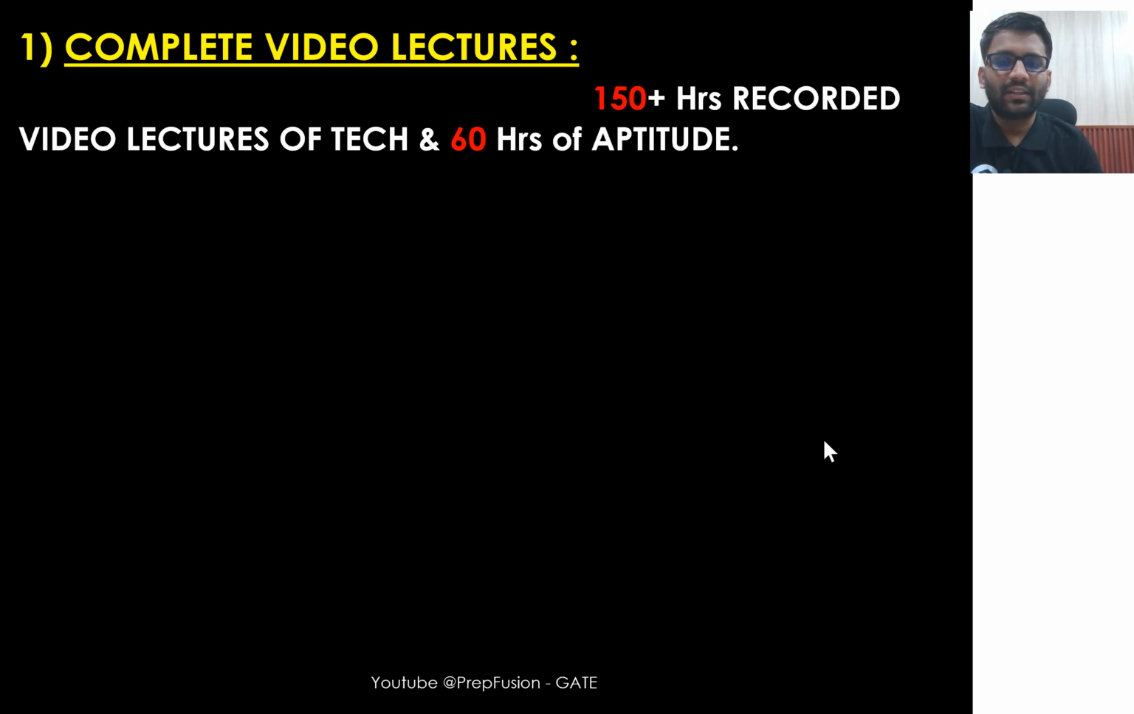So what all features are there? So first one, complete video lectures are there. 150 hours of content is there for digital design, COA, Verilog, and 60 hours of content is there for aptitude. What all things have been covered in the course, that we are going to discuss in this video only. So curriculum we are going to discuss, but as of now we are just discussing the features. In the features, complete video lectures you will be getting.